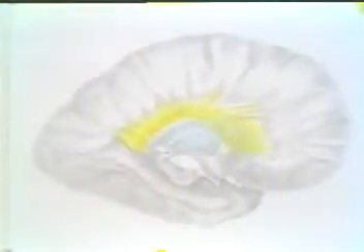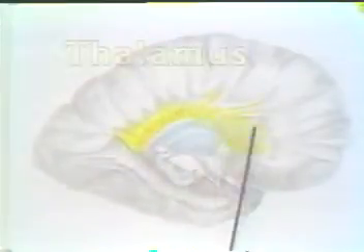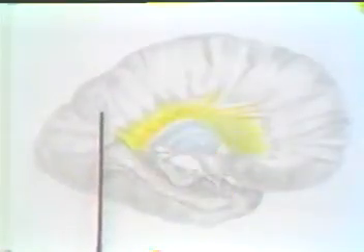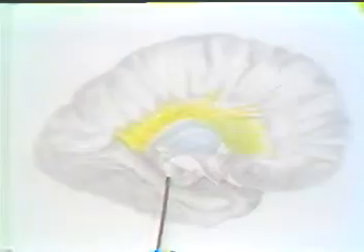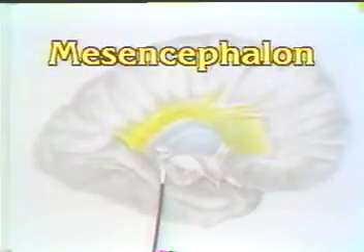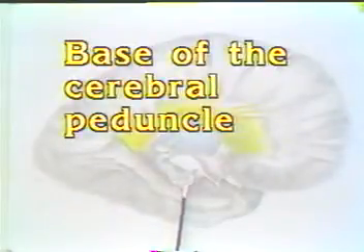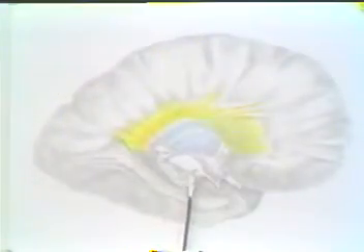We will now expose the full extent of the internal capsule by removing first the thalamus here, and with it the thalamic radiation. And we'll then be able to follow the fibers from the cerebral cortex as they converge towards the deeper part of the internal capsule. If we also remove the dorsal part of the mesencephalon, dorsal to the substantia nigra, we'll be able to follow them all the way to the base of the peduncle. However, be sure you don't remove the base here.